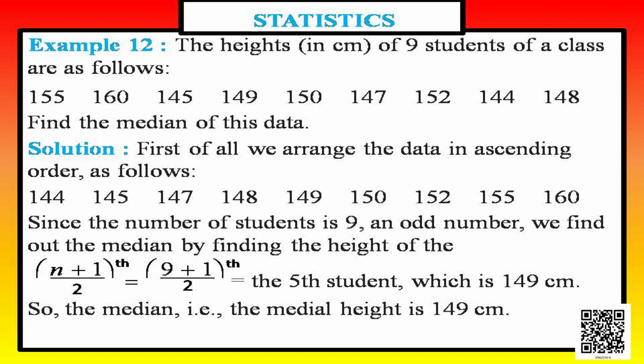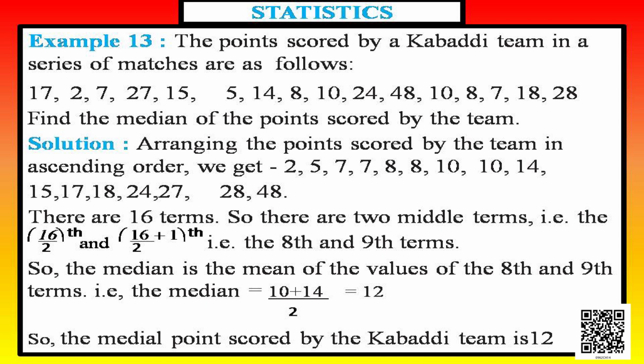Now, let us focus on example 13 where we have the number of observations as an even number. Example 13 says the points scored by a Kabaddi team in a series of matches are as follows: 17, 2, 7, 27, 15, 5, 14, 8, 10, 24, 48, 10, 8, 7, 18, 28. Then find the median of the points scored by the team. Now, look at the solution.